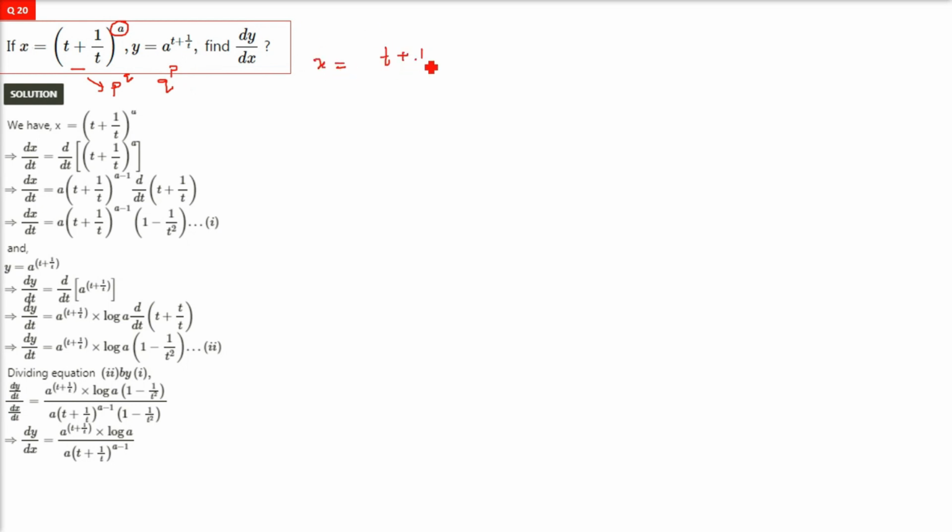But the differentiation is x equals t plus 1 by t to the power a. So x to the power n differentiation is what? n x to the power n minus 1. Similarly, we'll do it here also. dx by dt will be a times t plus 1 by t to the power a minus 1. Now differentiation of t plus 1 by t, what will it be? It will be 1 minus 1 by t square. t is 1, and 1 by t is minus 1 by t square.